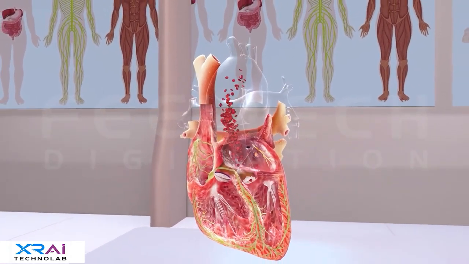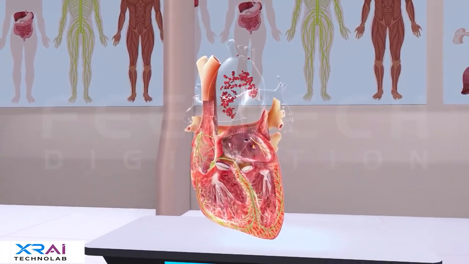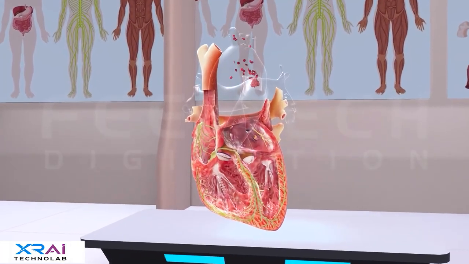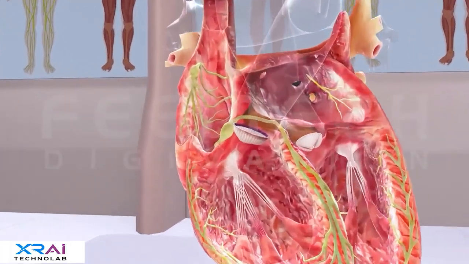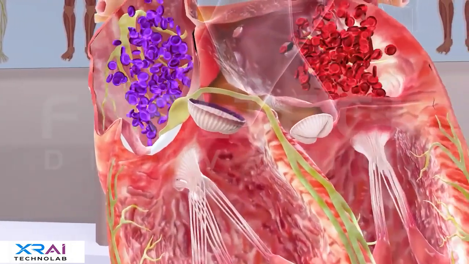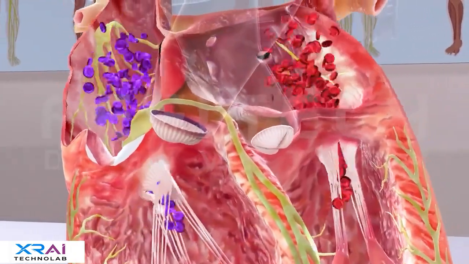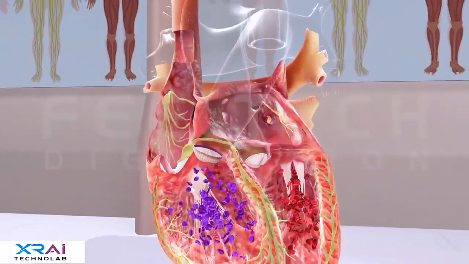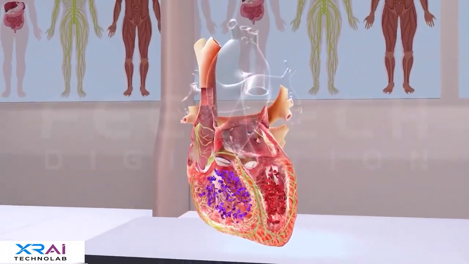The aorta receives all the blood that the heart has pumped out and distributes it to the rest of the body. None of the valves allow the backflow of the blood, and thus they are called one-way valves. By this process, the heart keeps pumping blood throughout the body.